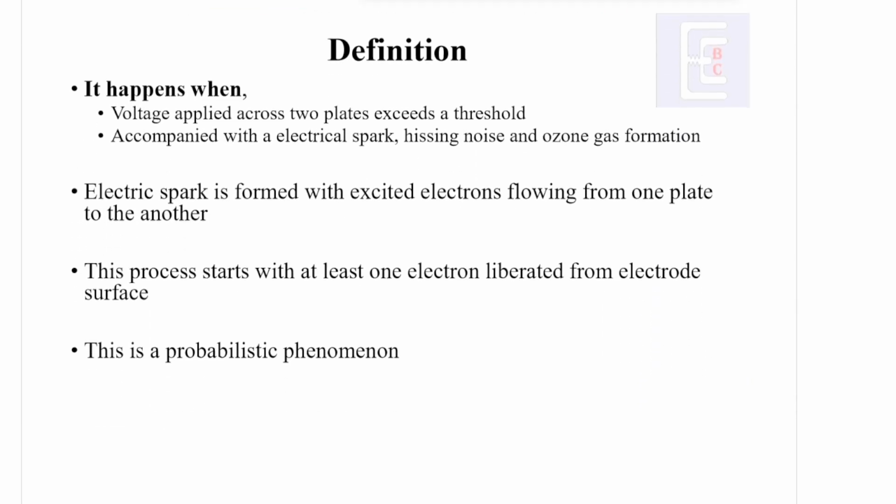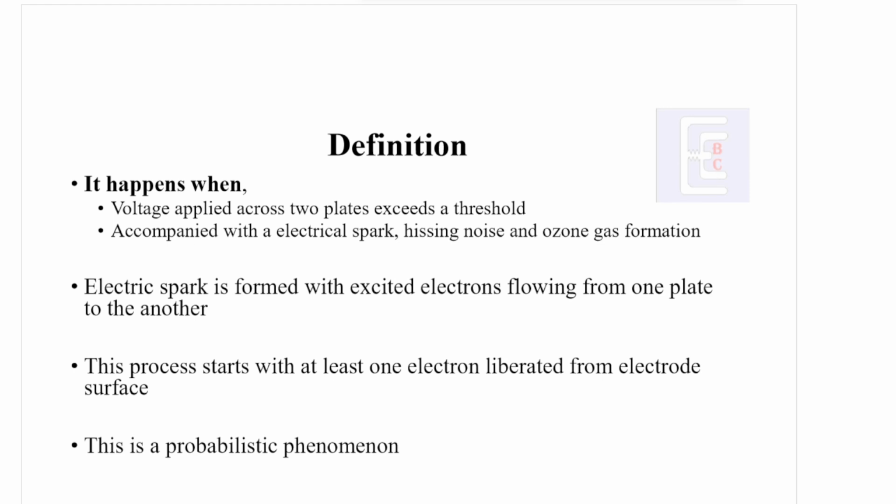Now, what is the definition of corona? Suppose we have two electrodes like this, separated by a gap distance S or D. If a potential difference V exists between these two electrodes and you start increasing this potential difference, at one point of time these two plates cannot withstand that potential difference, because it exceeds a threshold.